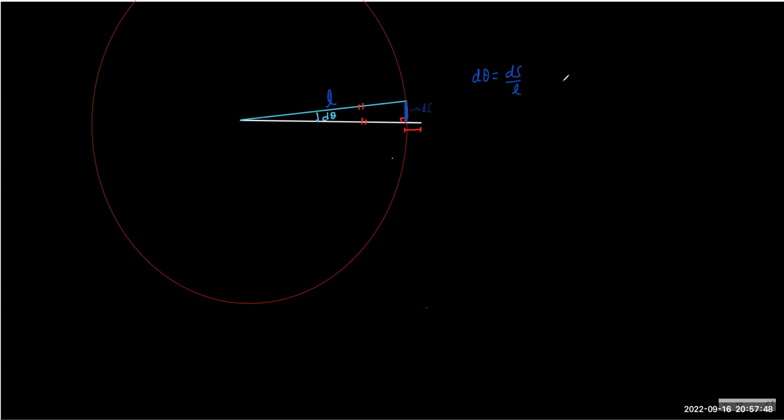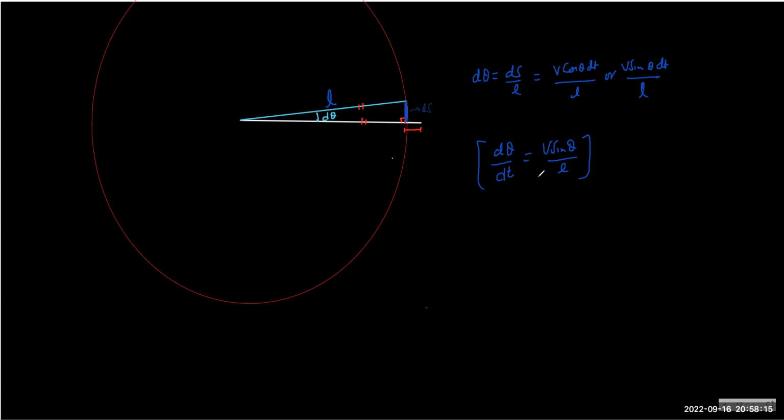And in the question which you saw that we have solved, the ds was something like v cos theta dt or v sin theta dt, something like that, right? And therefore we got d theta by dt as something like this. I'm not saying exactly, but something like this we have done.